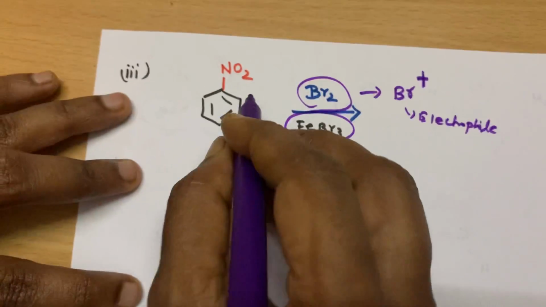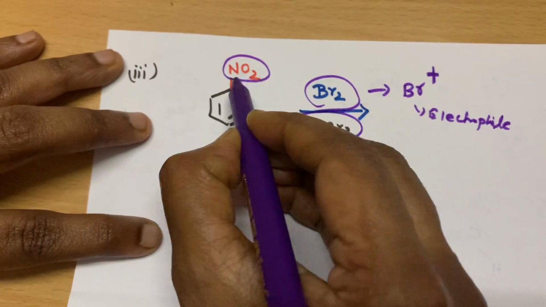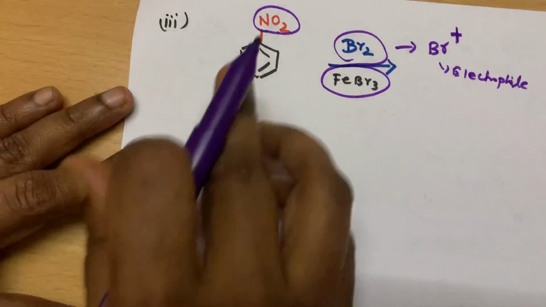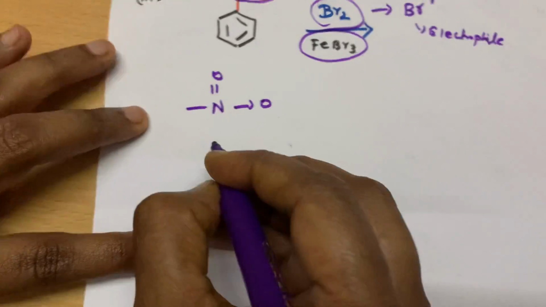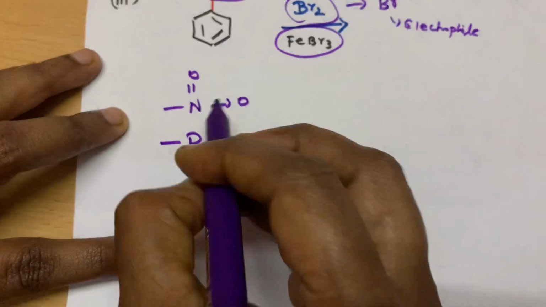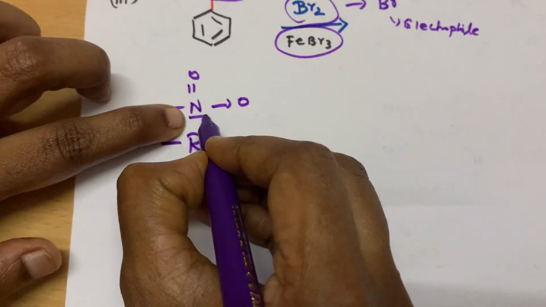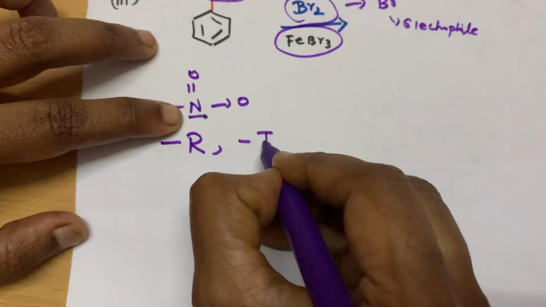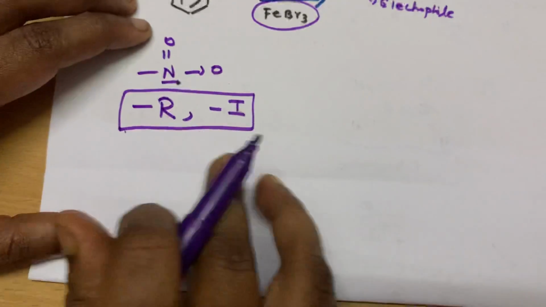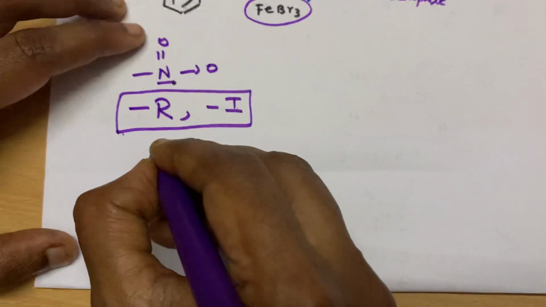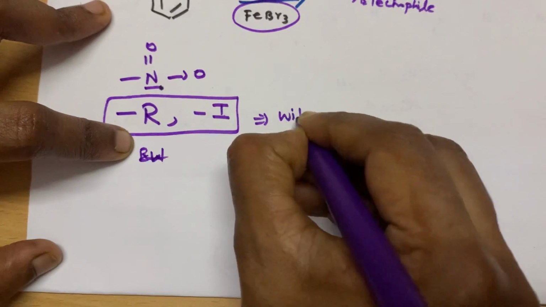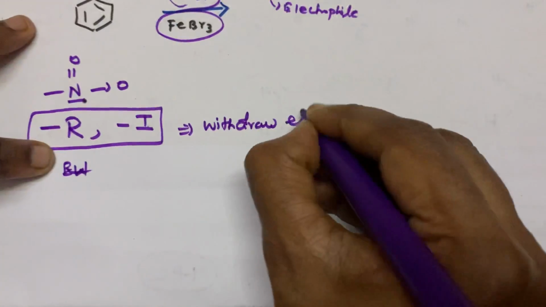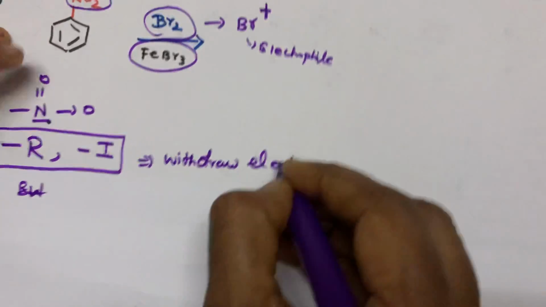But what happens? We need to think of what kind of effect the nitro group will show. So what are the effects shown by nitro group? It has unsaturation, so it will show a minus R effect, and nitrogen is more electronegative than carbon, so it will show a minus I effect. Both effects are electron withdrawing. So it will withdraw electrons from benzene.